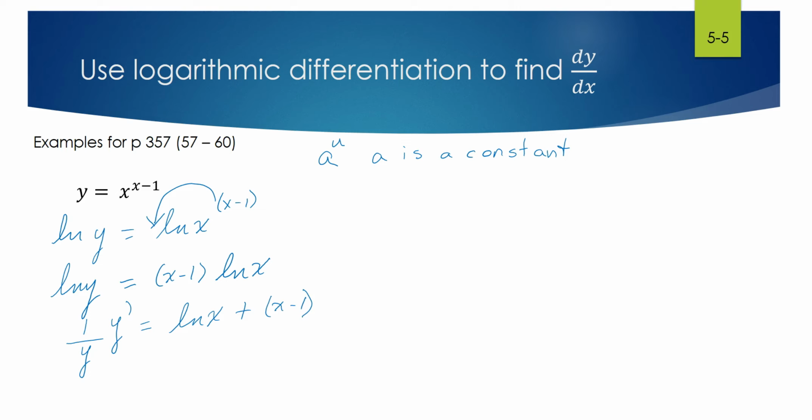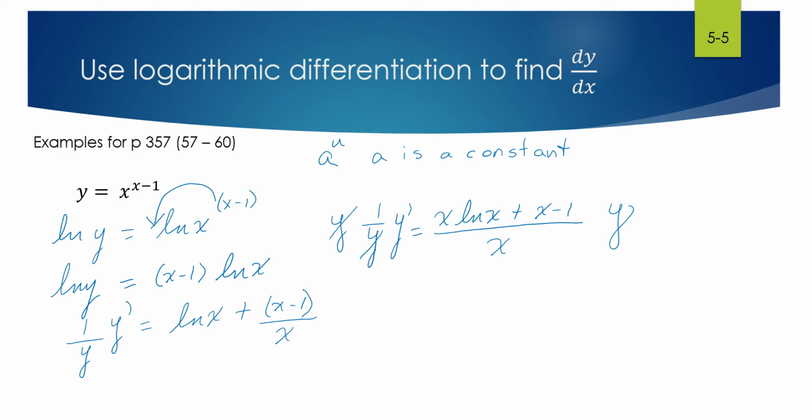ln x is the 1 over x, so 1 over x, I can just put the x in the denominator. Final steps is just cleaning it up. So I want a common denominator, so I have x times ln x plus x minus 1 all over x. My y, 1 over y, y prime, is equal to that. And I'm going to bring my y over to remove it. However, remember, we know what y equals in terms of x. So I'm also going to substitute that in, but I'm going to put it in front.